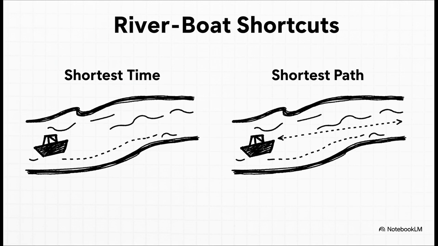And for these, honestly, you just need to remember 2 shortcuts. If you want to cross the river in the shortest possible time, you have to point your boat perfectly perpendicular to the river's flow. But if you want to travel the shortest path, meaning you want to land directly opposite to where you started, then you need to aim your boat slightly upstream to fight the current.